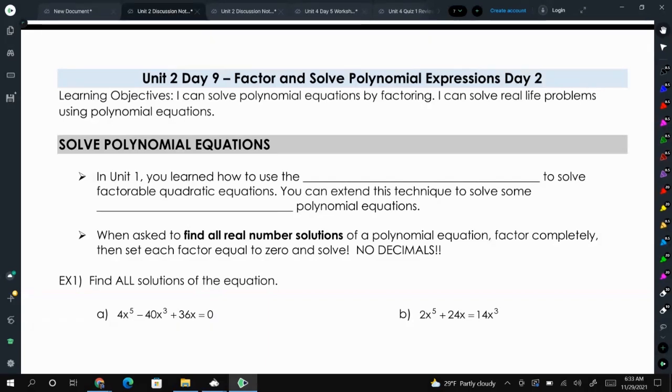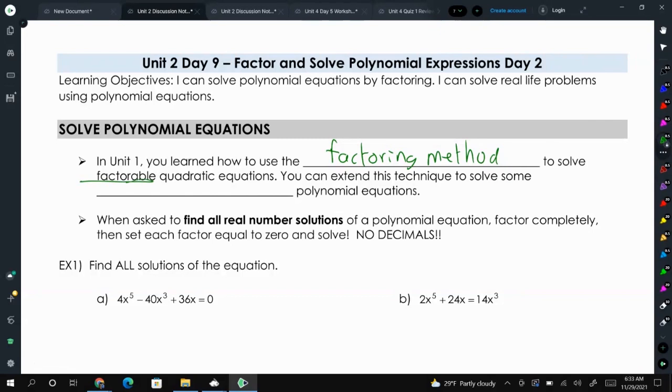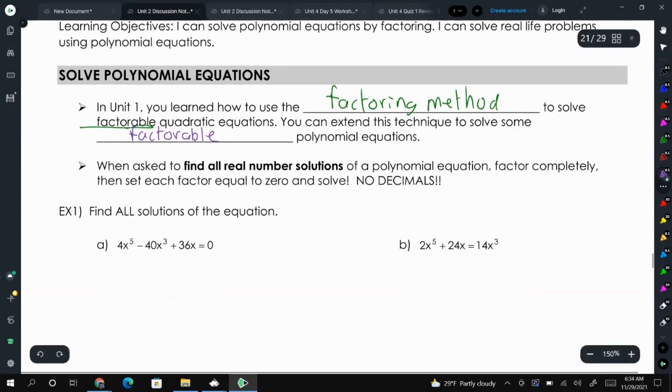So in Unit 1, you learned how to use the factoring method, and we had a lot of factoring methods that we learned, to solve factorable quadratic equations. And you can extend this to solve some factorable polynomial equations. Now, when asked to find all real number solutions of a polynomial equation, we got to factor completely, and then, like we did earlier, set each factor equal to 0 and solve and get x by itself.